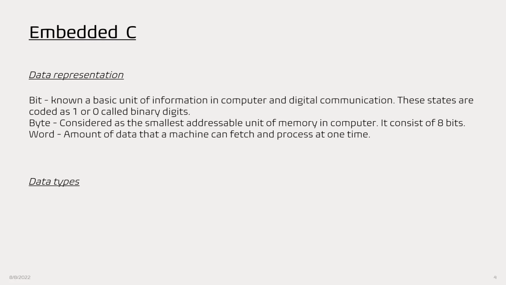Let's move to embedded C. Here, data can be represented in several ways, like bit, byte, word, and so on. A bit is the basic unit of information in computers and digital communication. The two states of a bit are 1 and 0, also known as binary digits. A byte is considered the smallest addressable unit of memory in a computer, and it has 8 bits. A word is the amount of data that a machine can fetch and process at one time.